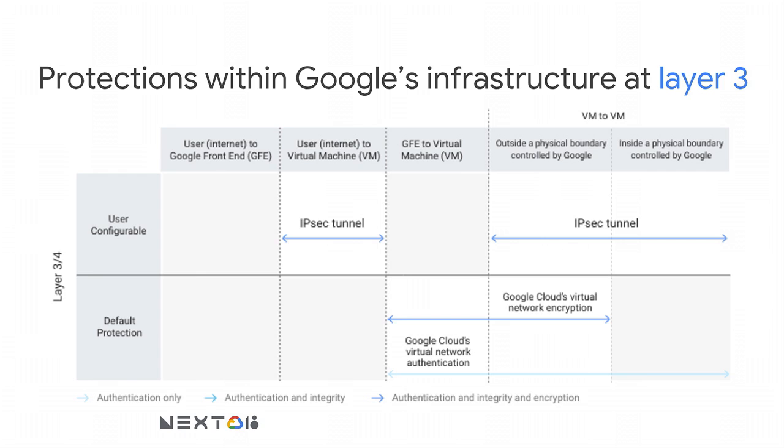I also want to point out, it's not that we don't have any protection from the user to the front end or from the user to VM, but that's not at layer 3, that's at layer 7. So I get asked often, is there any point where my data isn't encrypted in transit? What are my options? What can I do? At this network layer, in addition to this protection that we already have, if you need additional protection from the user to the VM or between VMs, you can use an IPsec tunnel.